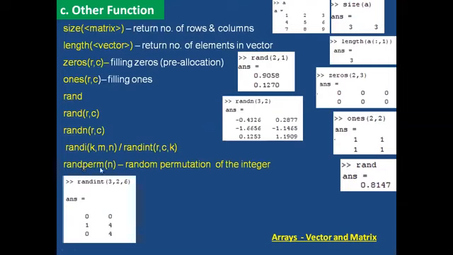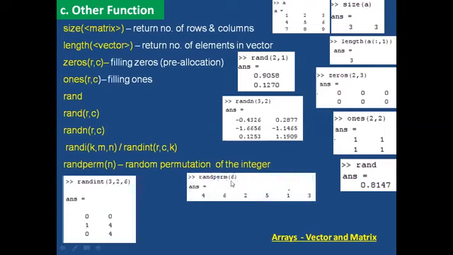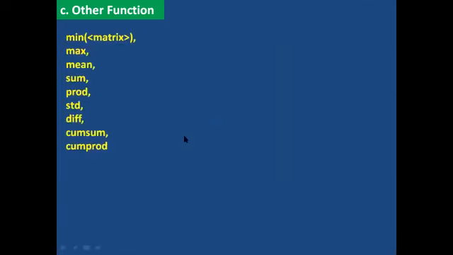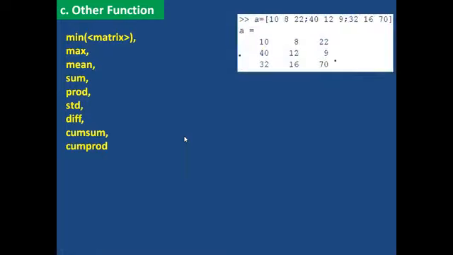And then randperm gives a random permutation of the given number n. I'm using randperm of 6. I'll get a sequence of numbers of 6. Other functions are minimum, maximum, mean, sum, and then product, standard deviation, difference, cumulative sum, and cumulative product.